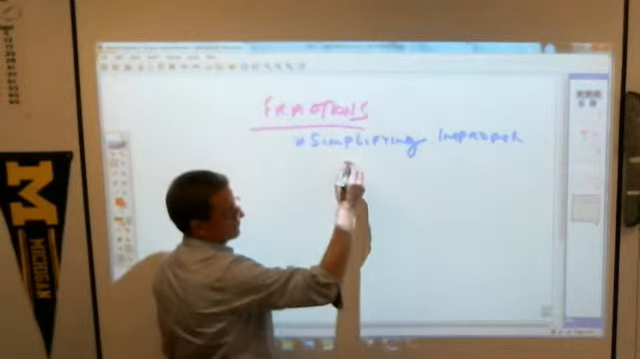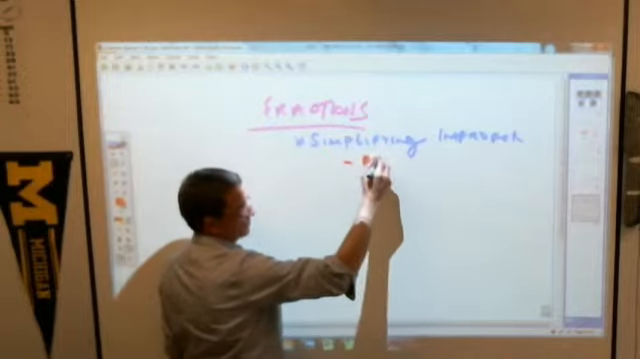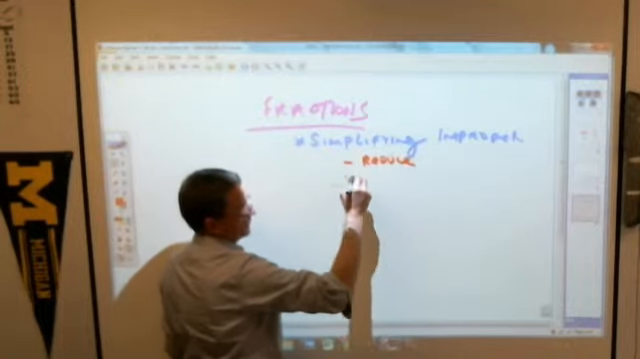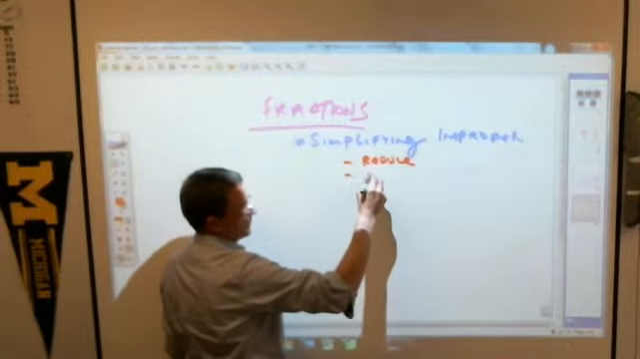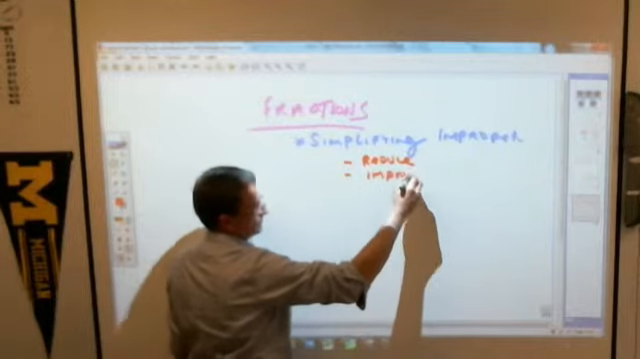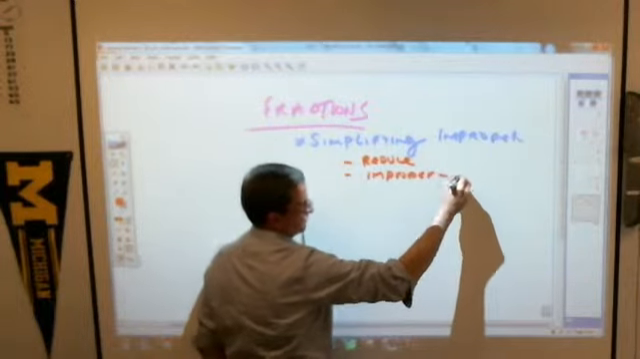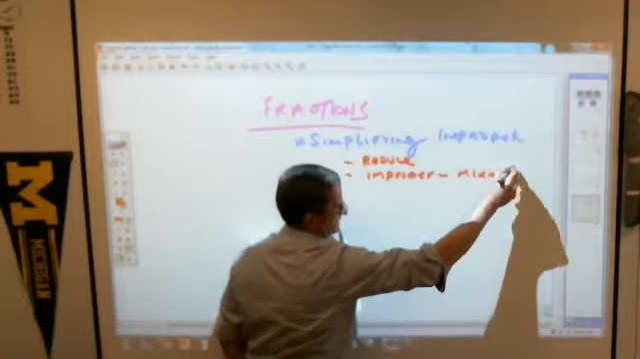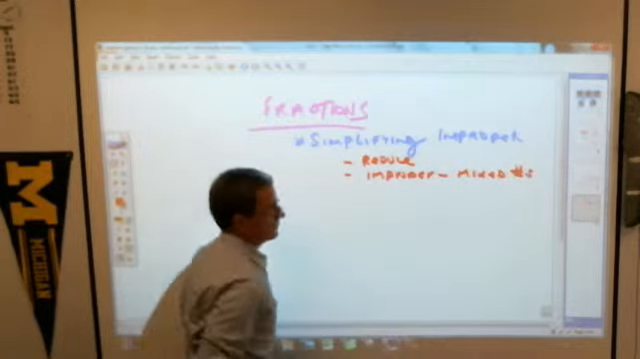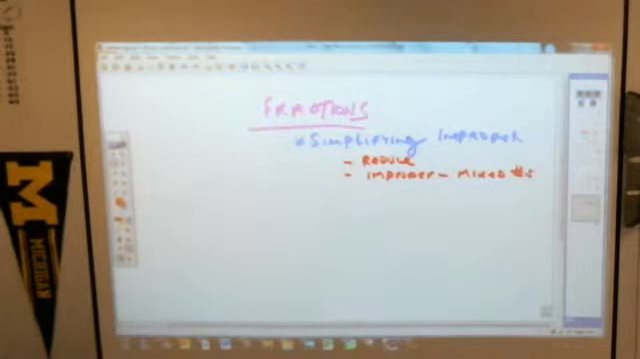You can reduce, and sometimes you need to make improper fractions into mixed numbers. So that's more about the wonderful world of fractions.